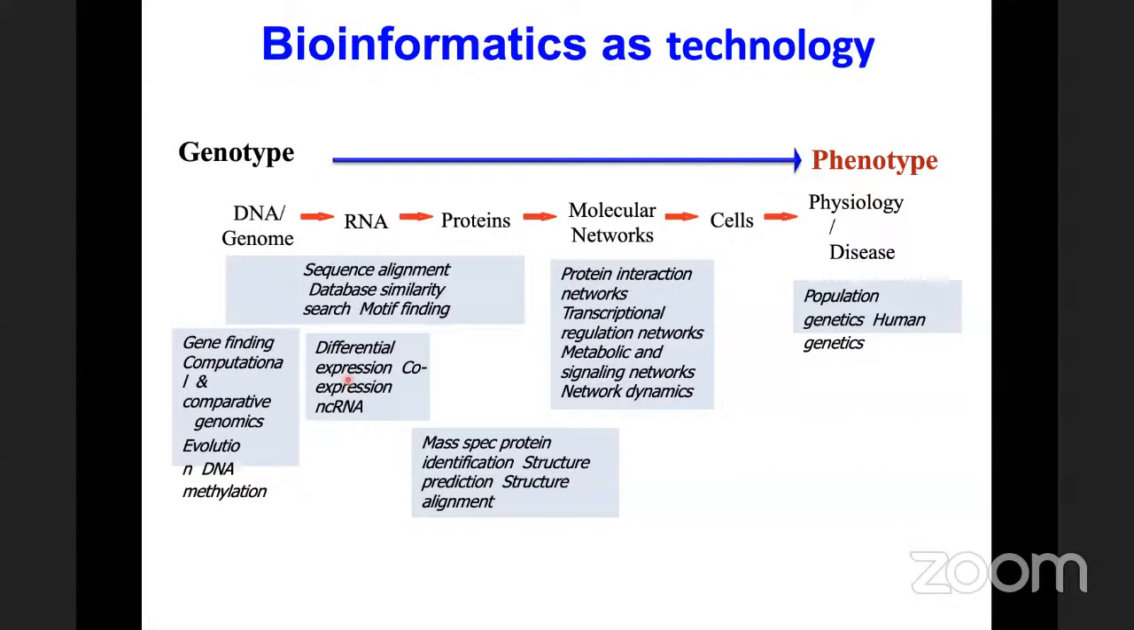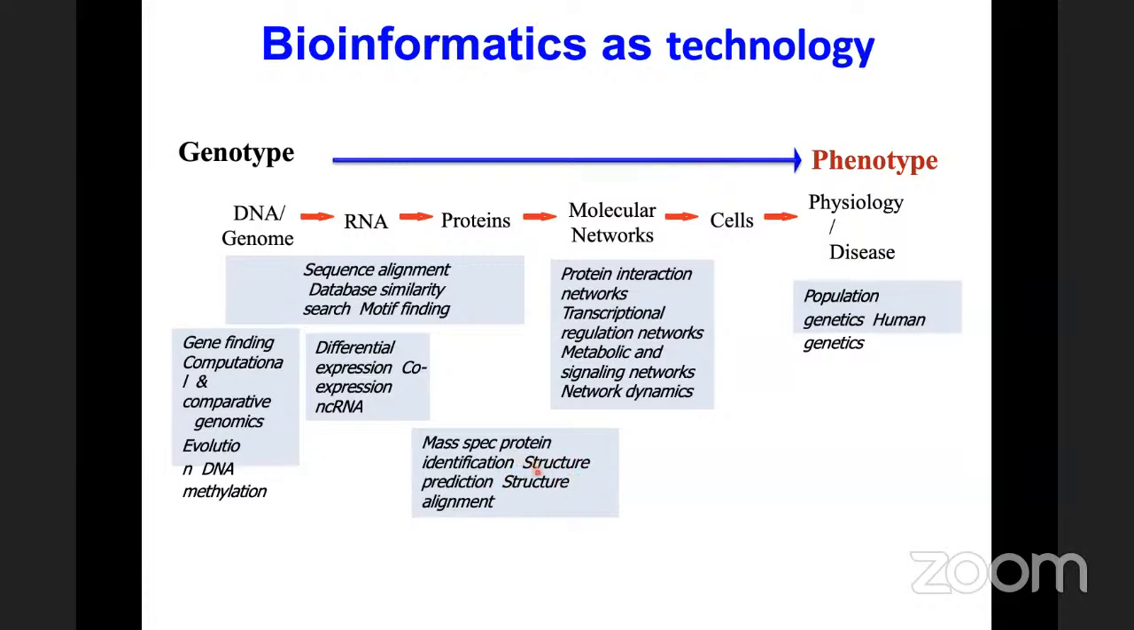So now these days, earlier gene expression was widely analyzed using microarray, but RNA-seq or sequencing technology has changed that, and people are using only RNA-seq data for differential gene expression. In terms of protein, a bioinformatician's role is to do data identification, if it is mass spec data, and second, structure prediction and structure alignment.